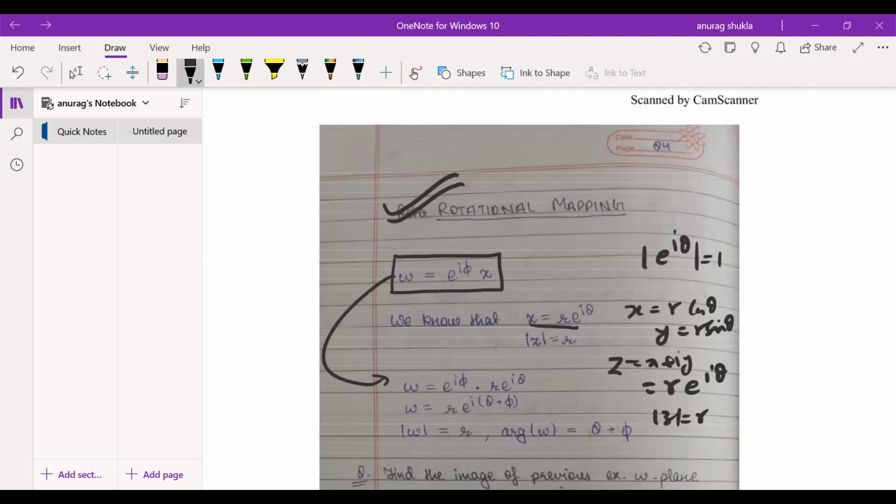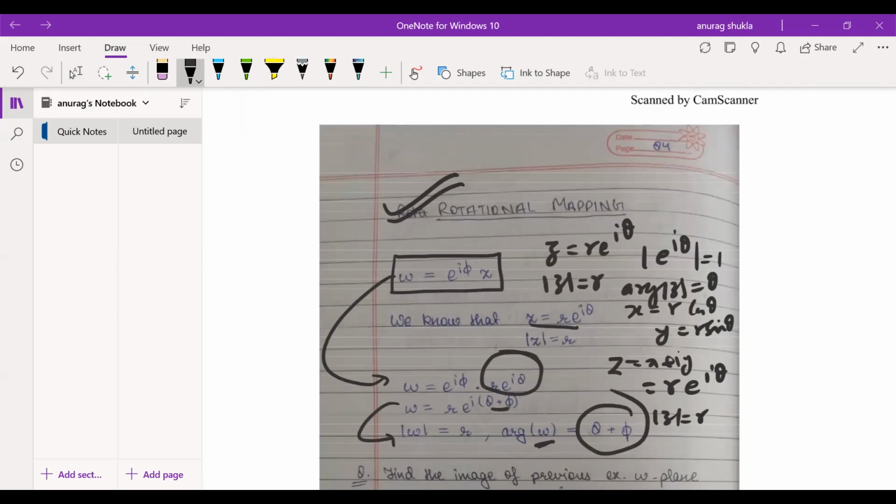Now put the values. W equal to e to the power i phi, Z equal to R e to the power i theta. This is the polar representation of a complex number. W equals R e to the power i (theta plus phi). Mod W will be R and the argument of W will be theta plus phi. Here Z equals R e to the power i theta means mod of Z equals R and argument of Z equals theta.